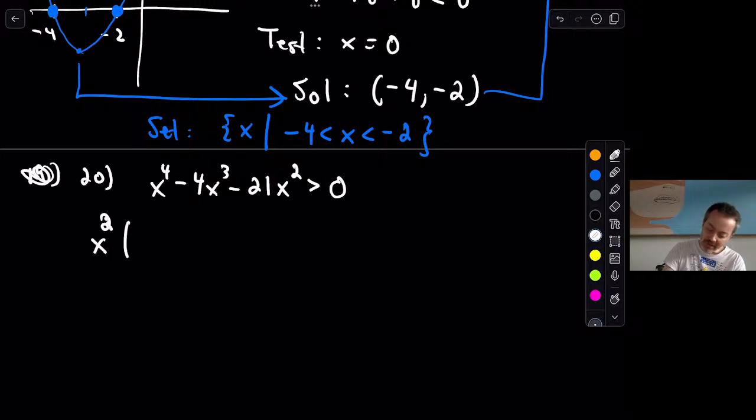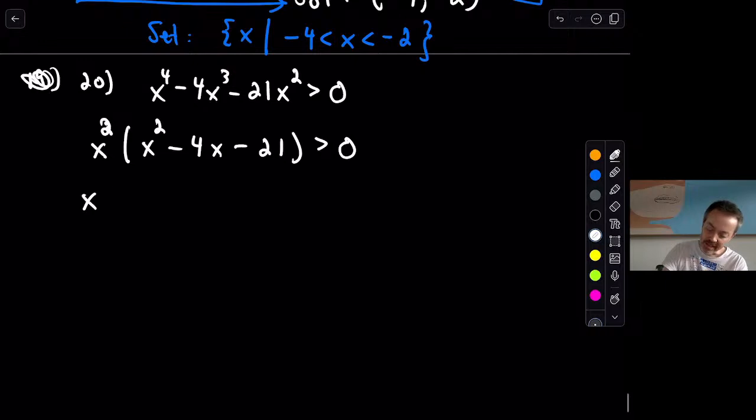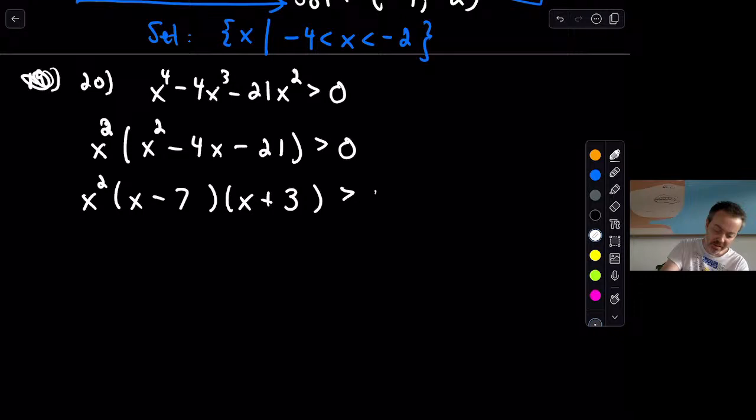I would factor out my x squared. I would have x squared minus 4x minus 21, factoring out that smallest power of x. And then notice what's inside the parentheses. That's still a quadratic that I think factors. I think we could use x minus 7 and x plus 3. I think that's how it would factor. And we did this yesterday, which is why I'm going through this part a little bit quicker.